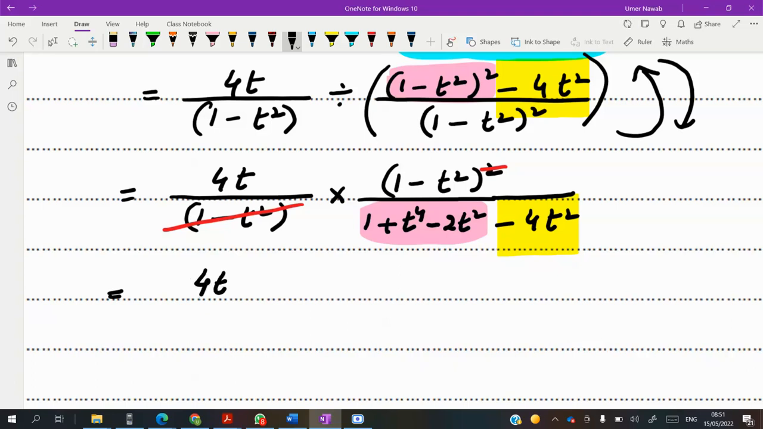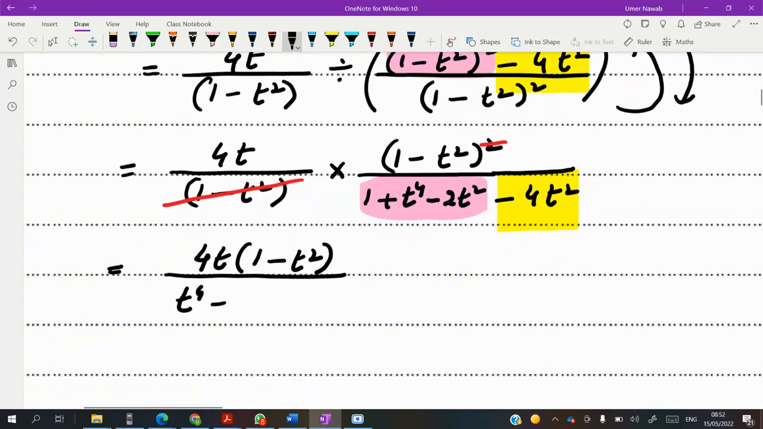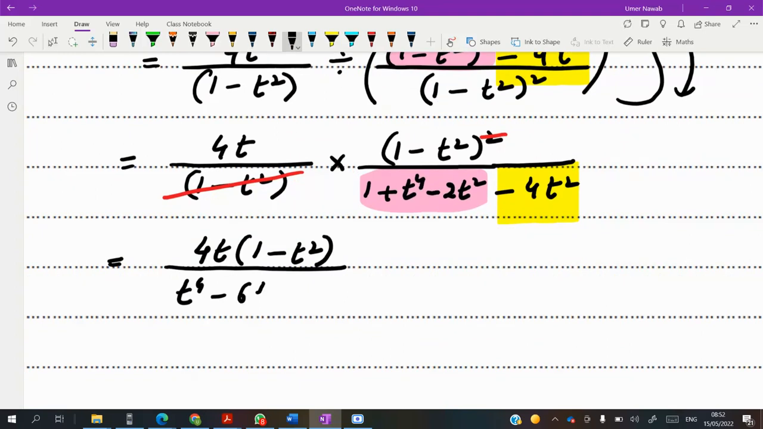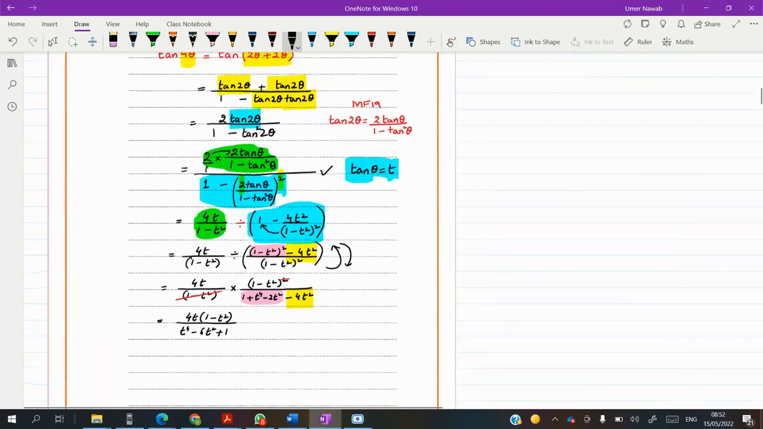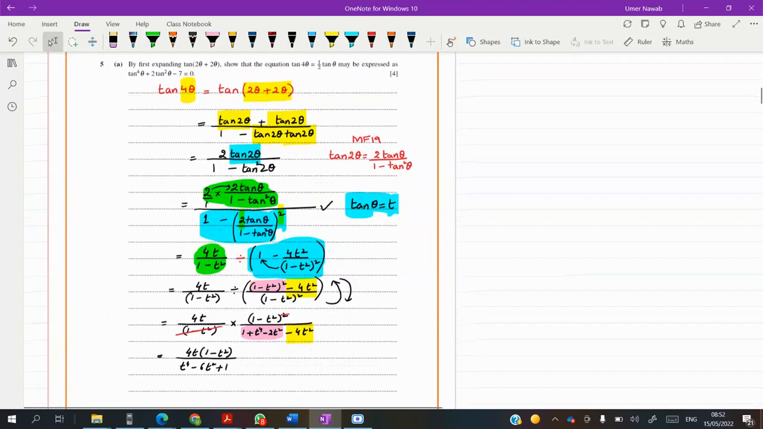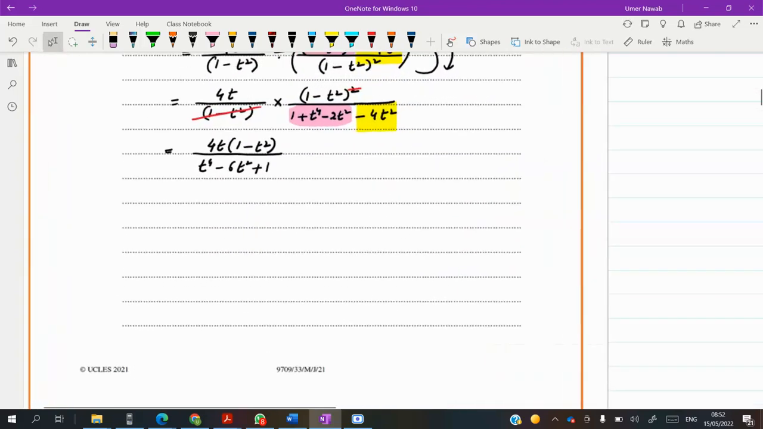I have 4t and 1 minus t squared in the numerator, and in the denominator I have t raised to power 4 minus 6t squared plus 1. So this is the most simplified form which I can get for tan 4 theta. He said put it equal to half tan theta.